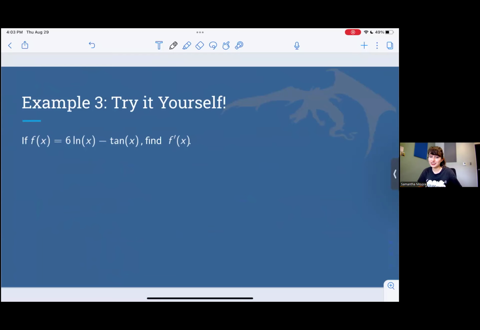All right, so it's your turn. Go ahead and try it yourself. You're told that your function is 6 times natural log of x minus tangent of x. I want you to find f prime of x. So pause here and try this problem.